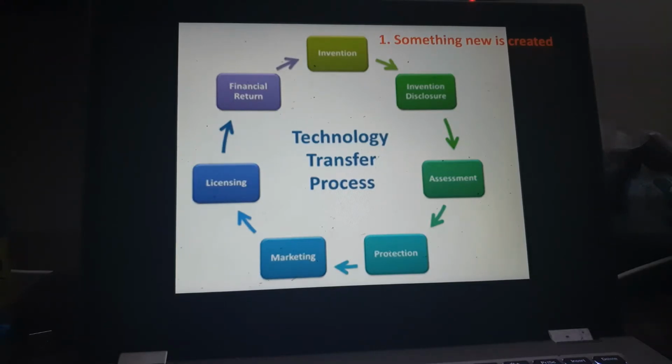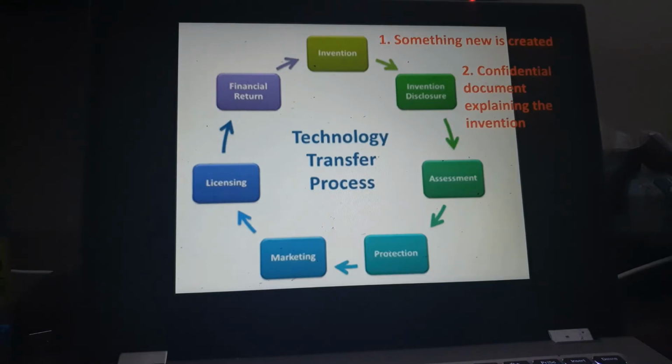Research and technology, research and development brings out something new. That's the beginning. And then there is the confidential document which explains the invention. That's what we call invention disclosure.